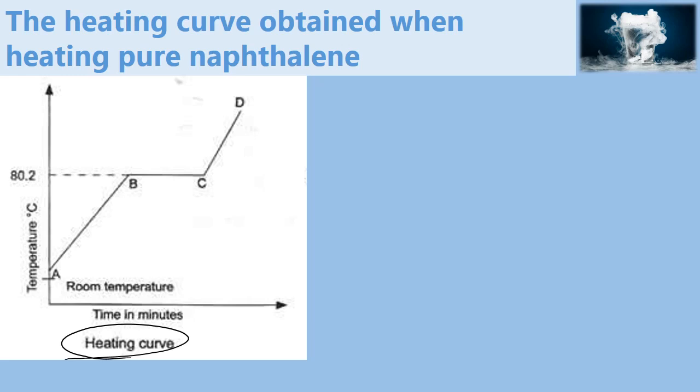We cannot obtain the boiling point of naphthalene using the Bunsen burner in the laboratory. That is why this diagram, the heating curve, only ends at point D, and it cannot continue to show the other details.